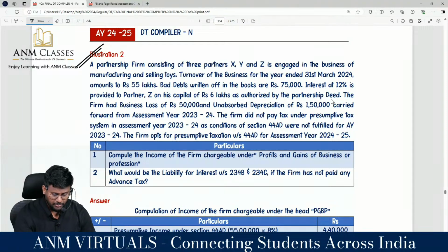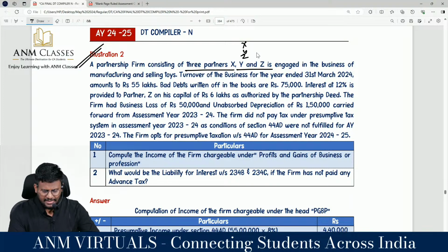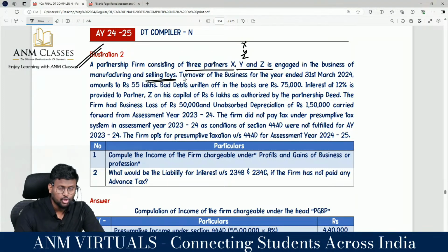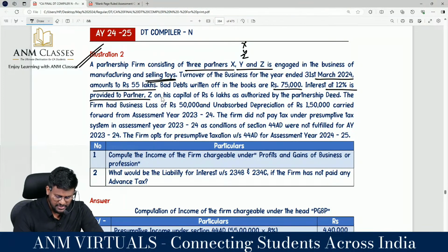A partnership firm consists of 3 partners, X, Y, and Z. It is engaged in the business of manufacturing and selling toys. Turnover for the business year ending 31st March amounted to 55 lakh. Bad debt written off in the books was 75,000. Interest at 12% provided to partner Z on his capital of 6 lakh was authorized by the partnership deed. The firm had a business loss of 50,000 and unabsorbed depreciation of 1,50,000 carried forward from assessment year 23-24.